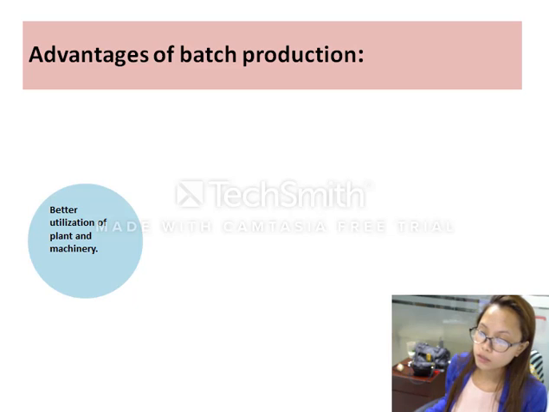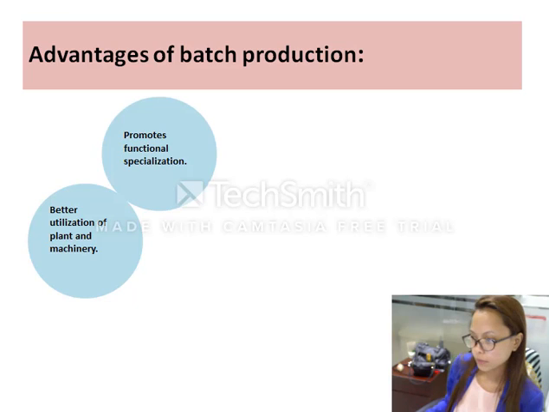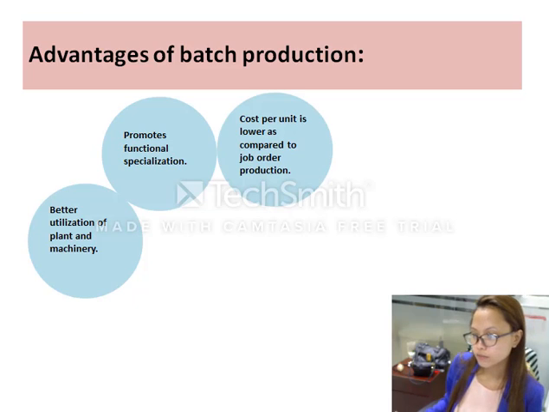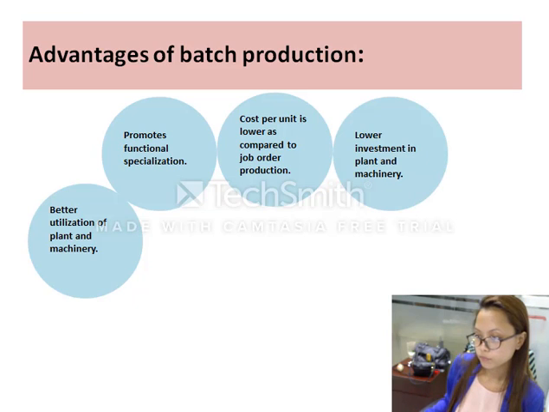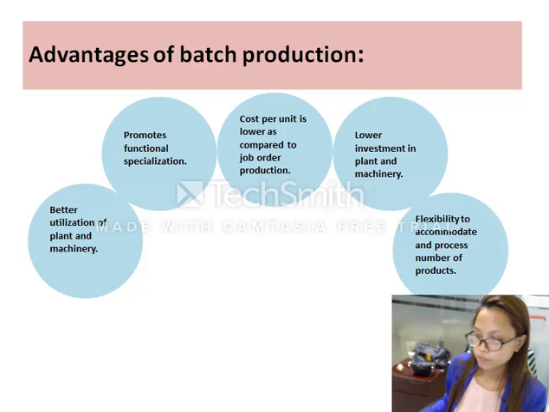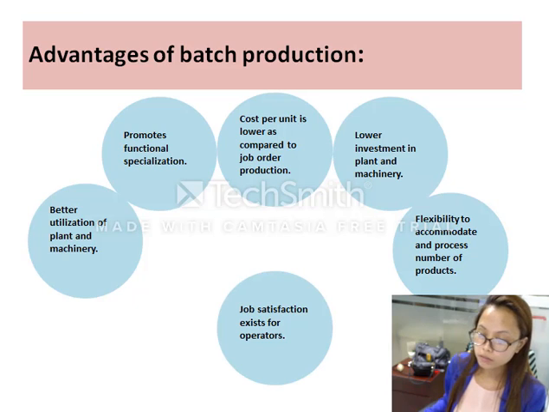Advantages of batch production. Better utilization of plant and machinery. Promotes functional specialization. Cost per unit is lower as compared to job order production. Lower investment in plant and machinery. Flexibility to accommodate and process a number of products. Job satisfaction exists for operators.